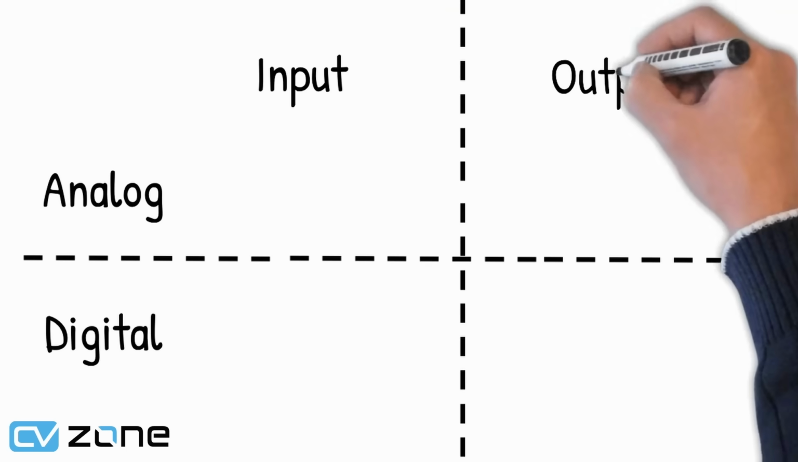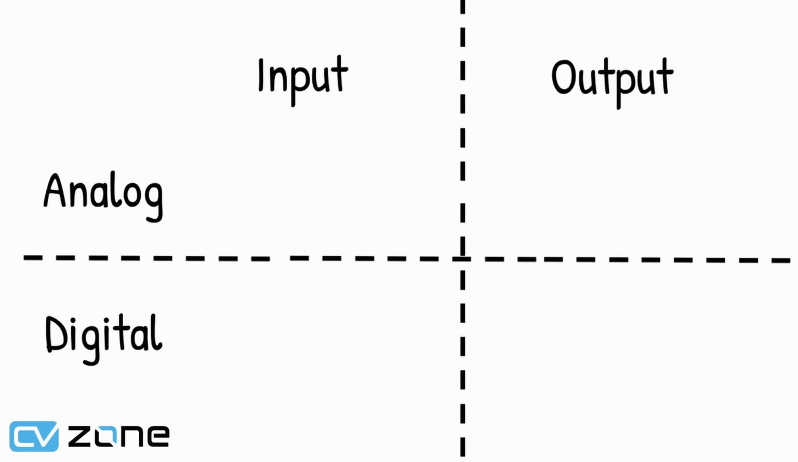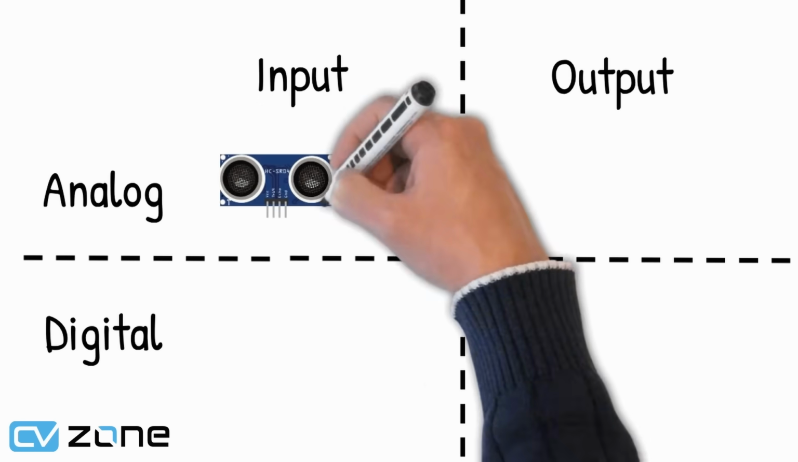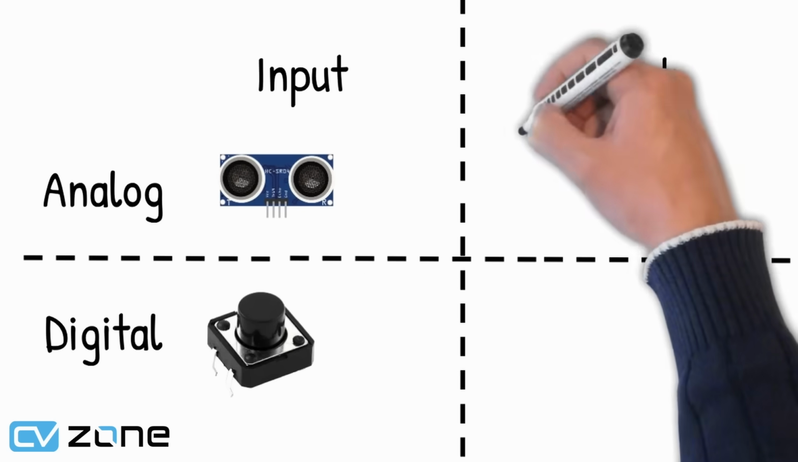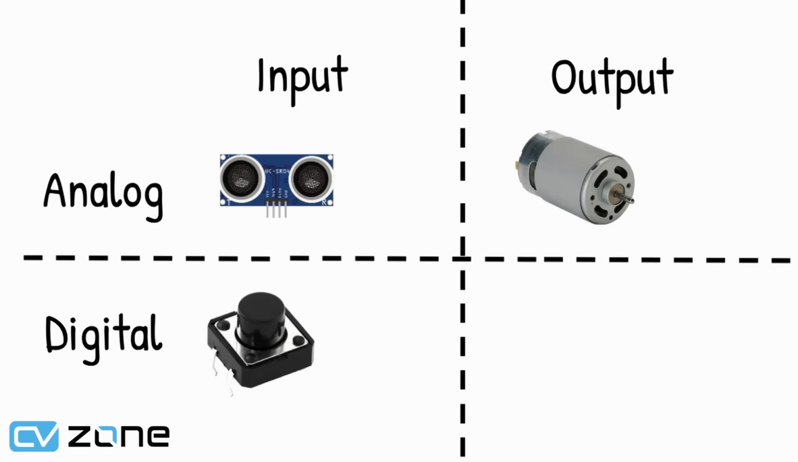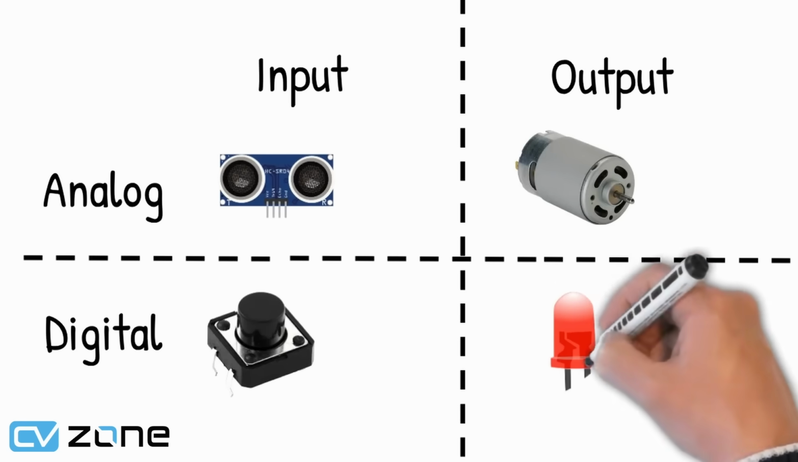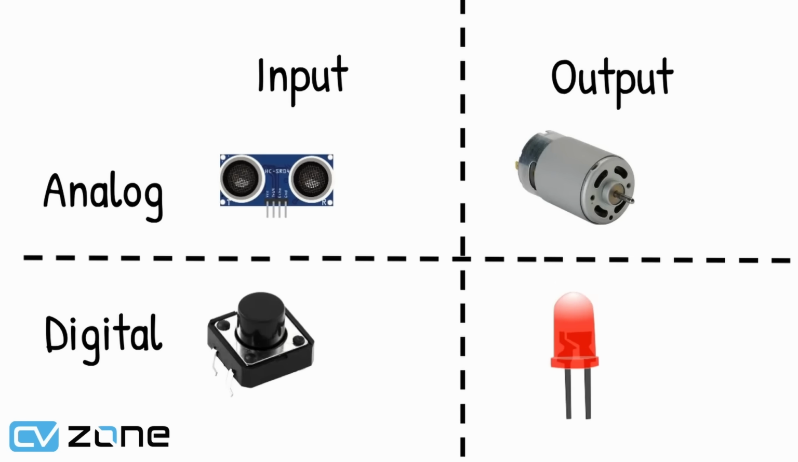Let's have a look at some examples of input and output devices. A distance sensor would be an analog input, a push button would be a digital input, motor would be analog output, whereas LED light would be a digital output. The distance sensor is an analog input because it gives us a value of distance, for example in centimeters, rather than just saying the object is near or far.